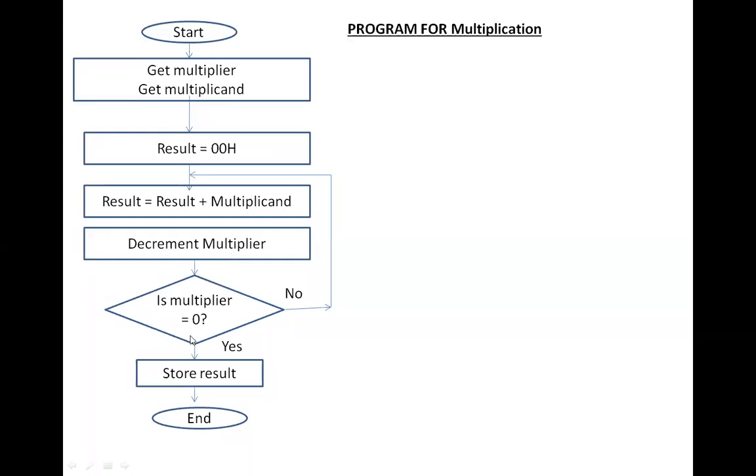Now this is the flow chart. Now let us understand what is the program for this multiplication. First of all, we have to get the value of multiplier. Suppose the multiplier is an 8-bit number, and this 8-bit number is stored in the C register. So the C register now contains the multiplier.